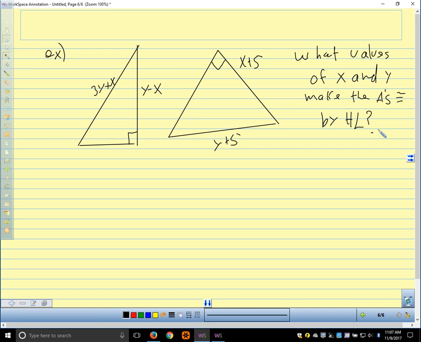Well, for HL, we need to check, do we have right triangles? Yes, we have right triangles. We have those 90-degree angles. So for HL, we need the hypotenuses to be congruent. So what's the hypotenuse on this left triangle? We need 3y plus x, the longest side, the side across from the right angle, to be equal to, congruent, the same as the hypotenuse on this triangle, y plus 5. We need the legs to be congruent. So y minus x has to equal x plus 5. Well, what a coincidence. We have a system of equations. And we need to solve for x and y.